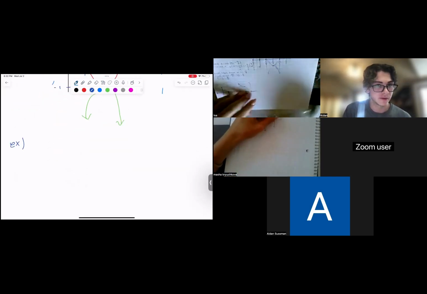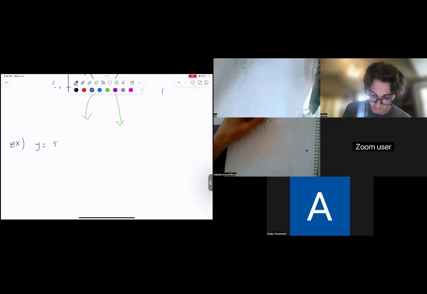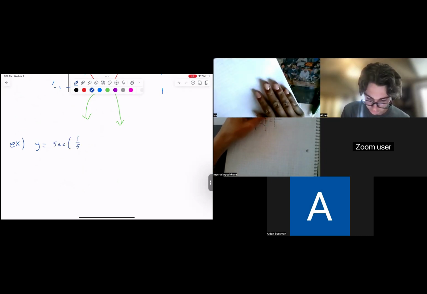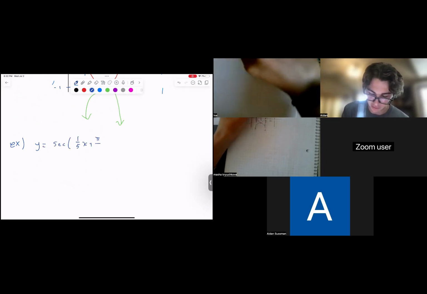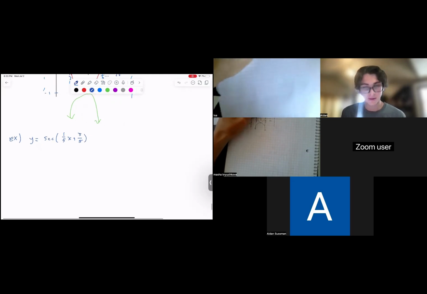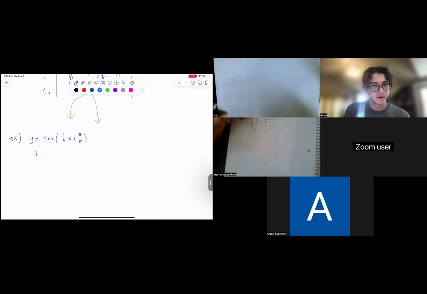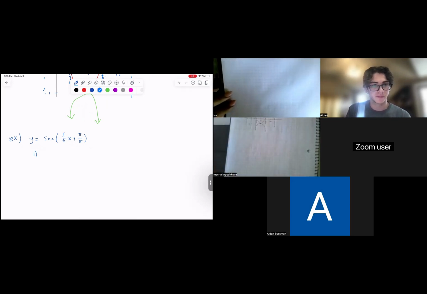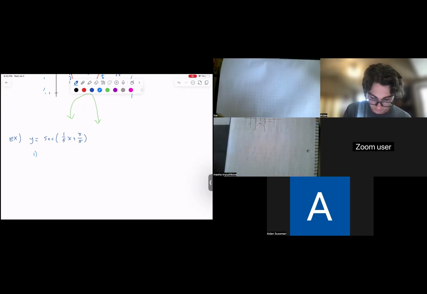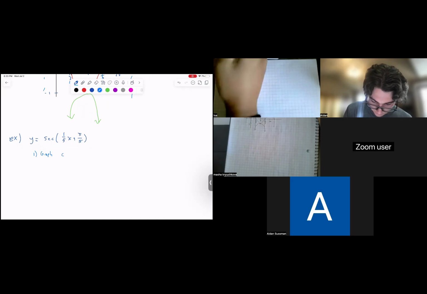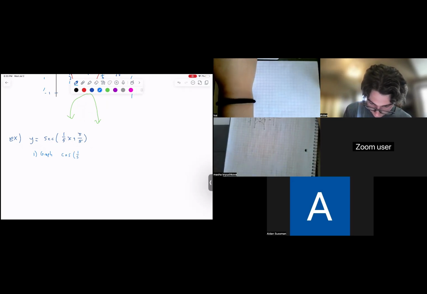All right, so first example, let's do y equals secant of 1/5 x plus pi over 5. And can someone tell me what am I going to do first? What is step 1? Graph cosine of 1/5 x plus pi over 5.